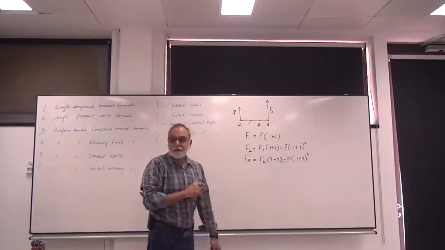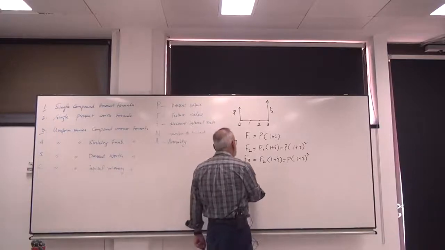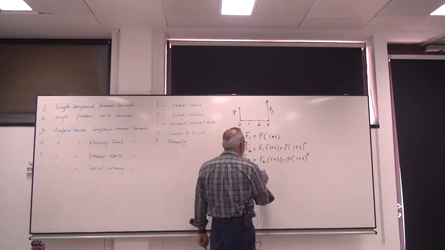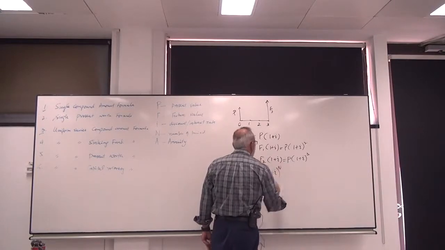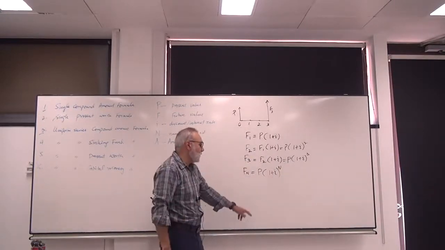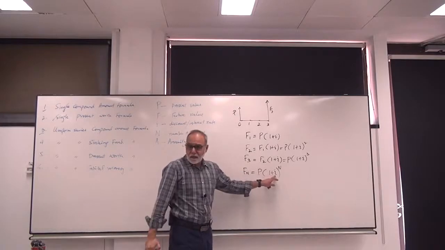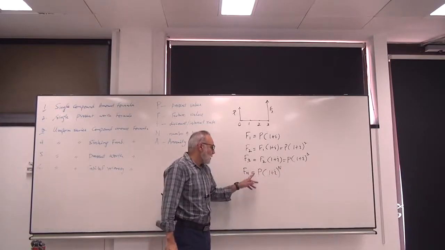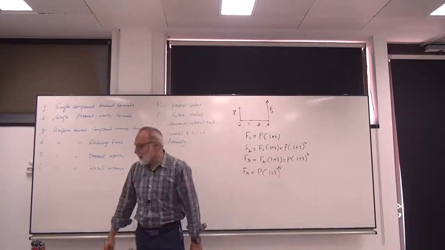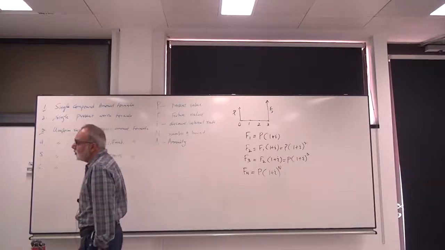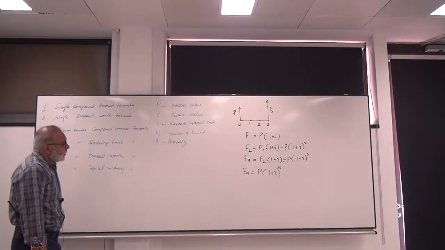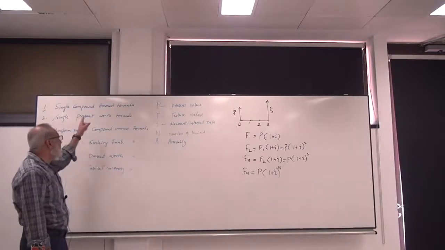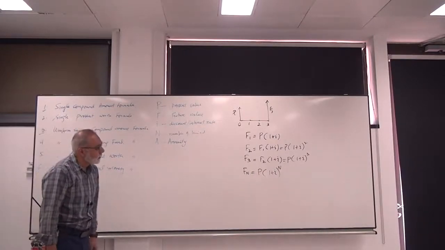So in general, we say that Fn is equal to P into 1 plus I raised to the power N, where N is the number of periods, I is the interest rate, P is the present value, and Fn is the future value in N periods. This is the single compound amount formula.